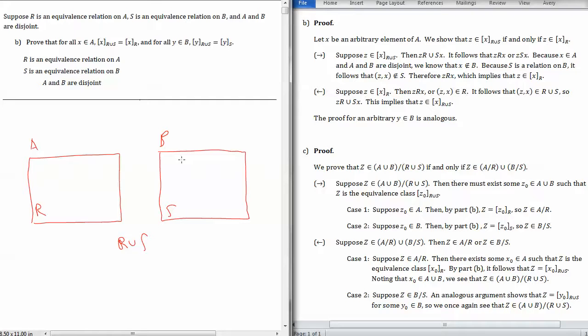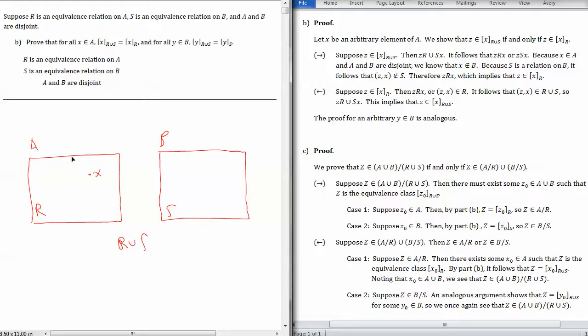Okay? So in part B here, we're supposed to prove that for all x in A, so take some element x in here, its equivalence class with respect to the relation R union S equals its equivalence class with respect to the relation R. Okay. So what does that mean? It means that basically the set of everything that x is equivalent to in this relation equals the set of everything it's equivalent to in that relation.